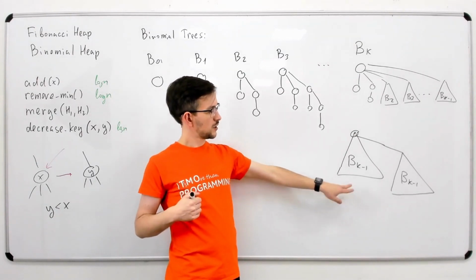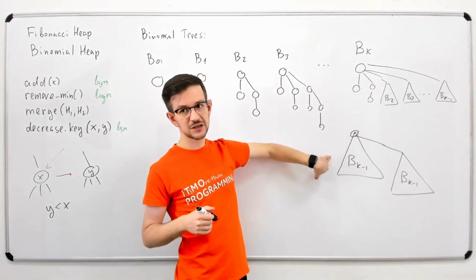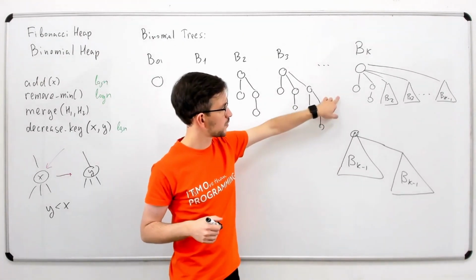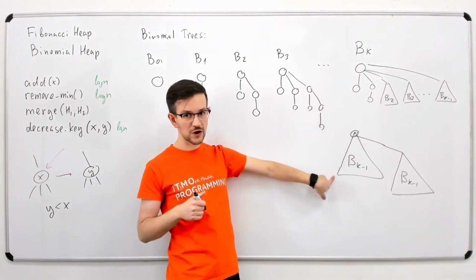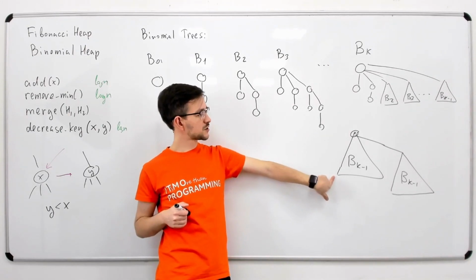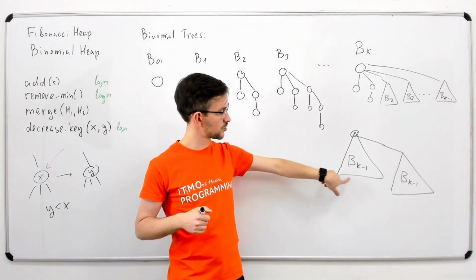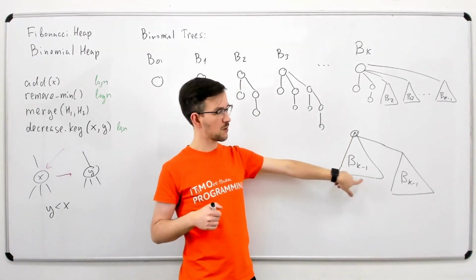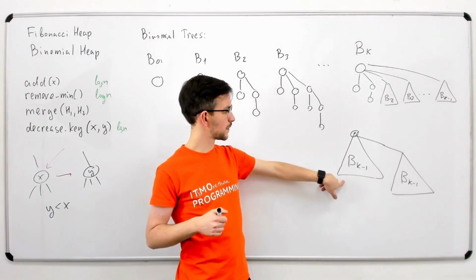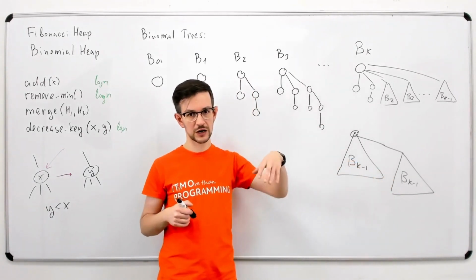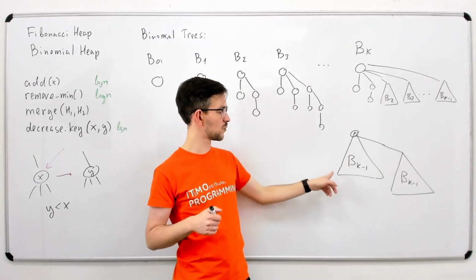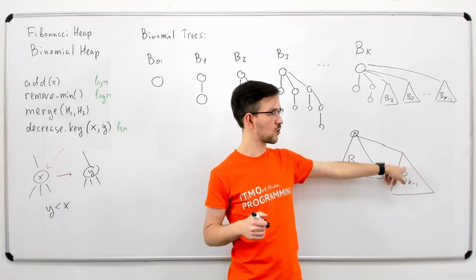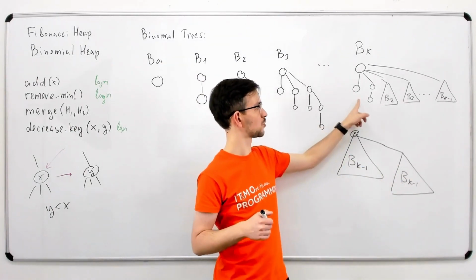So again, it is the same scheme. Here you have a binomial tree of rank k minus 1. It means that you have a root and the children have ranks from 0 to k minus 2. And here you add another tree of rank k minus 1. So you have all trees from 0 to k minus 2 and another of k minus 1. So you have all trees from 0 to k minus 1.